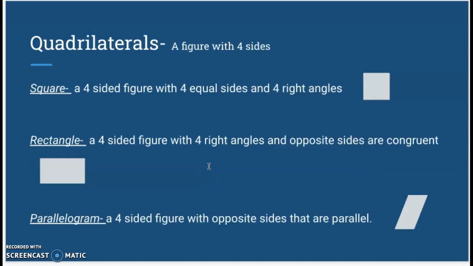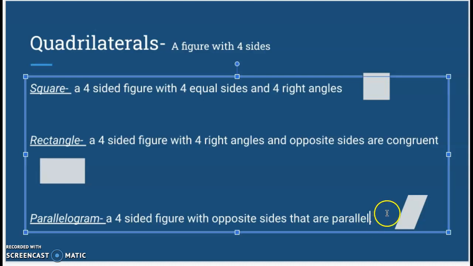A parallelogram has four sides. It's a four-sided figure, but all the sides are parallel to the opposite side. So it has nothing to do with congruent. The opposite sides are going to be congruent, just like in a rectangle. So this top side and the bottom side are going to be equal to each other, and the two left and right sides will be equal to each other, but most importantly, they are parallel with each other. Parallel means that they are opposite, they will never touch.